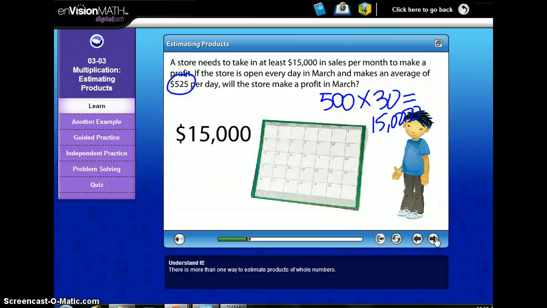So is this going to be enough? No. Did we look at this number 500? Did we go up or did we estimate down? We estimated down. So actually, we make more than this per day. And actually, there are more days than 30 in a month. So are we safe to say that we make enough money to keep our store going? Definitely.